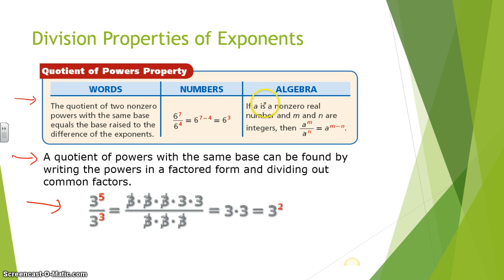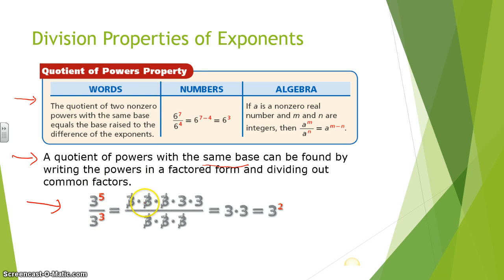The algebra behind this is: if a is a non-zero real number and m and n are integers, then a to the m over a to the n equals a to the m minus n. Just something to think about with the quotient of powers property is that when they have the same base, like I just showed you, the quotient can be found by writing the powers in factored form and dividing out the common factors. So here we have bases of 3, we have 5 and 3.